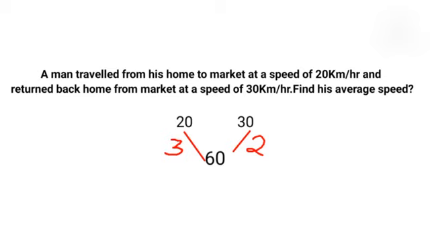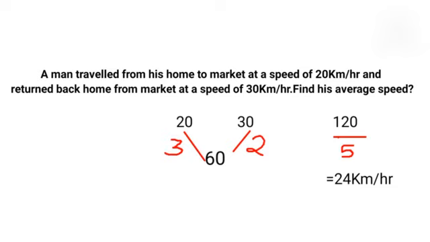Now to find the average speed, we got the LCM as 60. Just multiply it with 2. The reason we are multiplying it with 2 is that here he is traveling the same distance twice. That is home to market, then back from market to home, right? So the same distance is covered twice. That is why we are multiplying it with 2. So 60 into 2, you will get 120. Divided by, just add these two numbers, that is 3 and 2, that is 5. So 120 by 5 is 24. So you will get the answer as 24 km per hour.